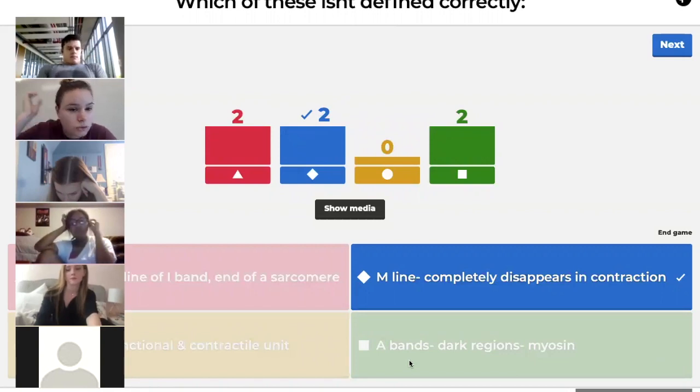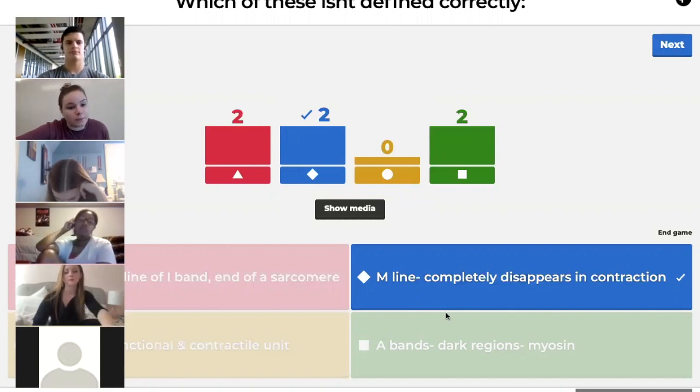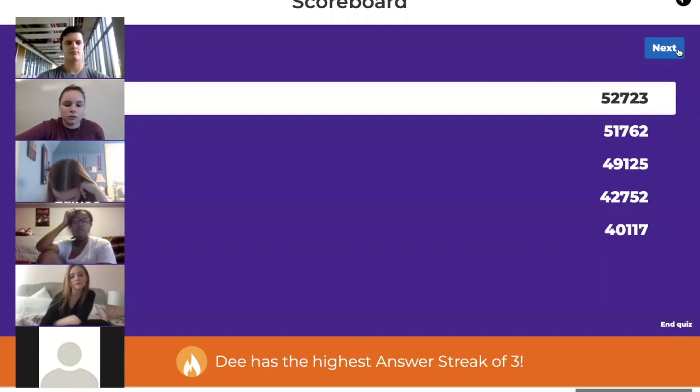you can tell me where things are and what's happening. But I think you need to know where these are, okay? So the M line doesn't completely disappear in the contraction. It's the H zone that does that. Get a D.